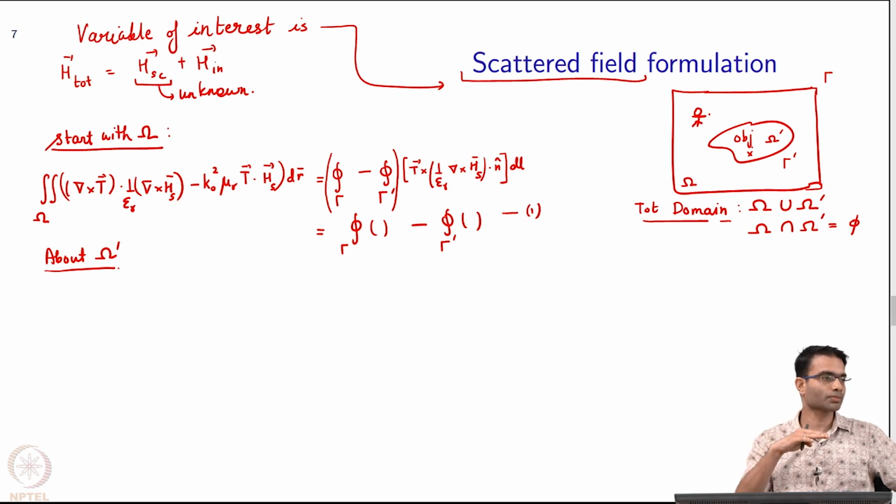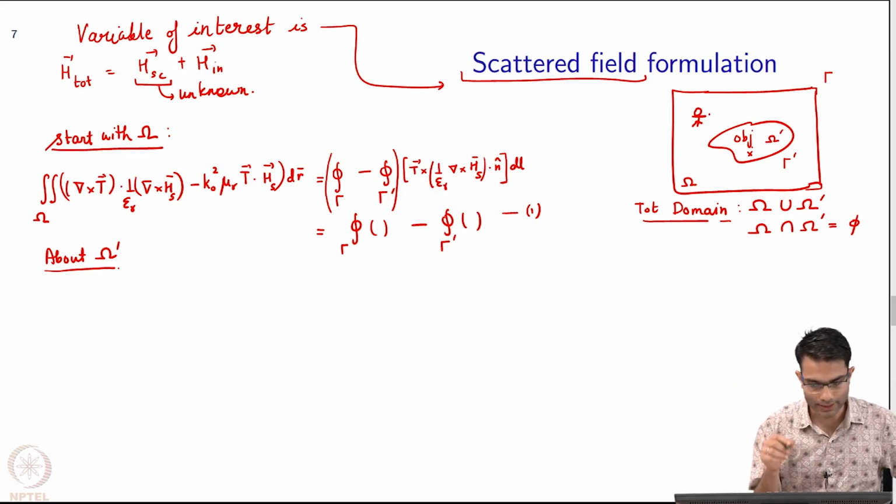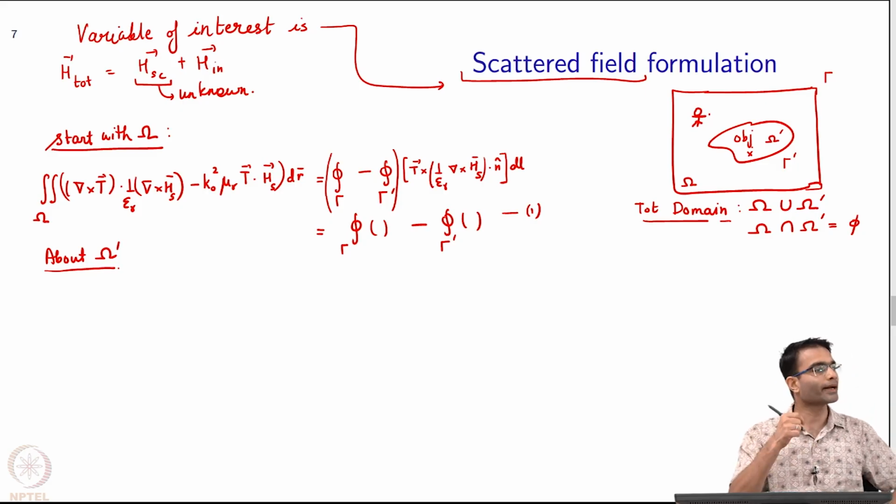When I am outside the object, there are two cases, object, no object. So, I can compare total and incident. Once I am inside the object, there is no real physical meaning to make this distinction. What is scattered field, what is incident field? So, inside the object, we go back to the total field as the variable of interest, okay.